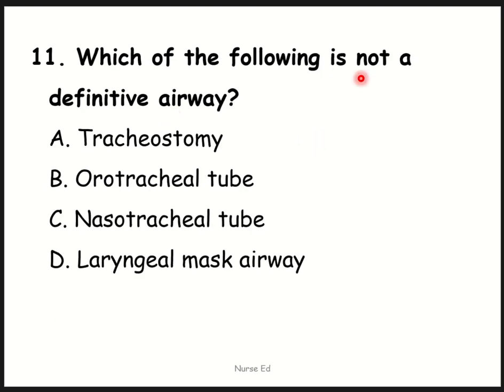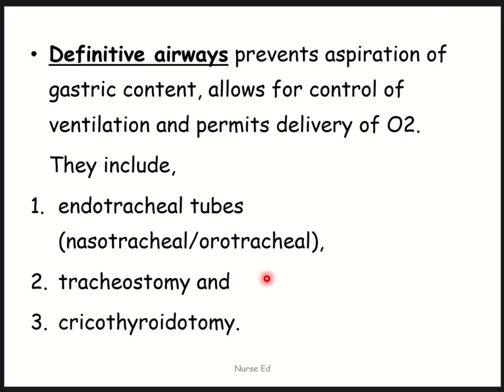Which of the following is not a definitive airway? Tracheostomy, orotracheal tube, nasotracheal tube, LMA or laryngeal mask airway. Guess? LMA. So which are the definitive airways? Definitive airways prevent aspiration of gastric contents, allow control of ventilation, and permit delivery of oxygen. All these criteria need to be met, and LMA will not prevent the aspiration of gastric contents.